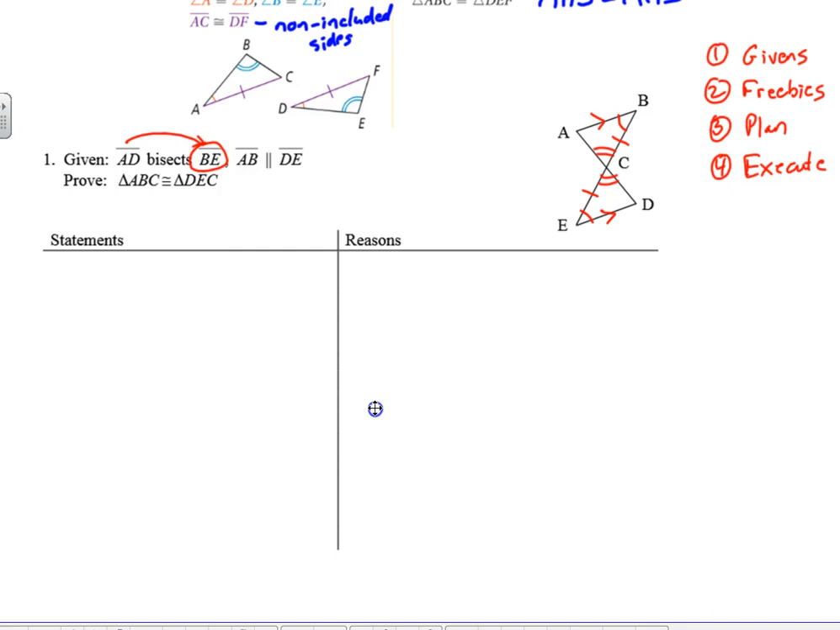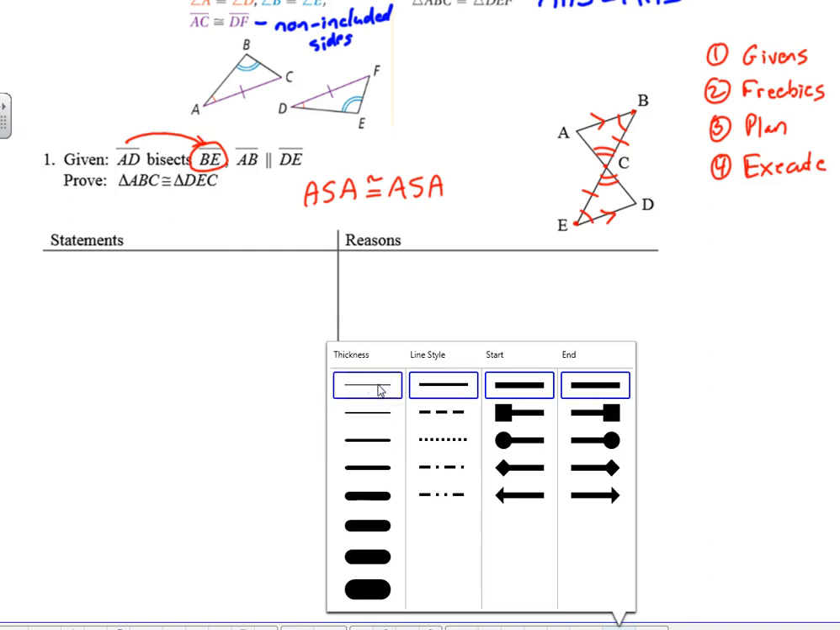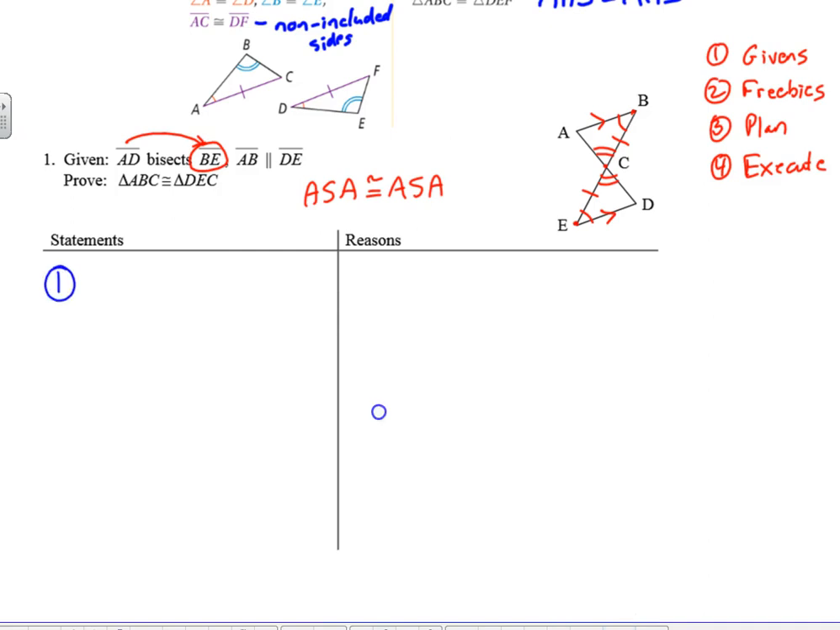And then my plan for this is going to be, now notice here, the side is included. The endpoints of the side are the vertex of the two angles that we have. And so as a result of that, I'm going to go ahead and use angle, side, angle. Now we could do this with angle, angle, side if we said A and D were congruent. Sometimes there's more than one way to go about doing these proofs, but I'm going to do it this way for now. So let's go ahead and bring in our givens.